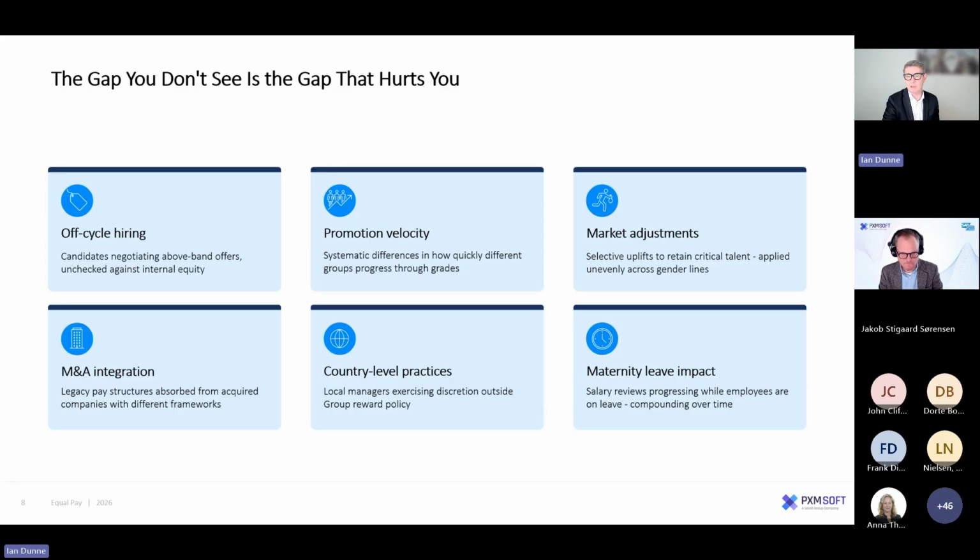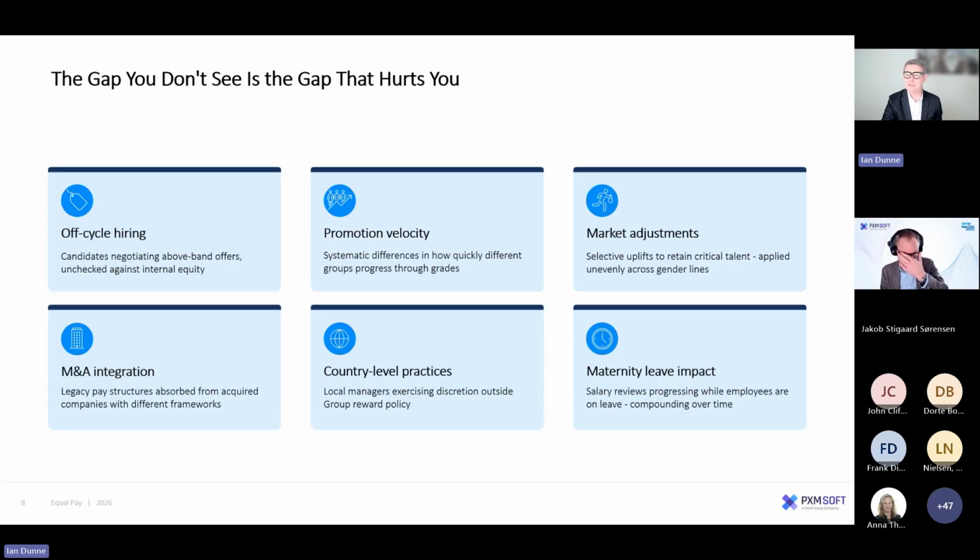And then last but not least, we have the maternity factor, leave impact, salary reviews progressing while employees are on leave. You've got country-level management discretion. And you've also got legacy pay structures absorbed through M&A. Most organizations we work with are going through some sort of transformation. They are acquiring new companies, and there's integration and mergers. That has a huge implication, and can impact what may otherwise have been a consistent pay structure and pay parity.